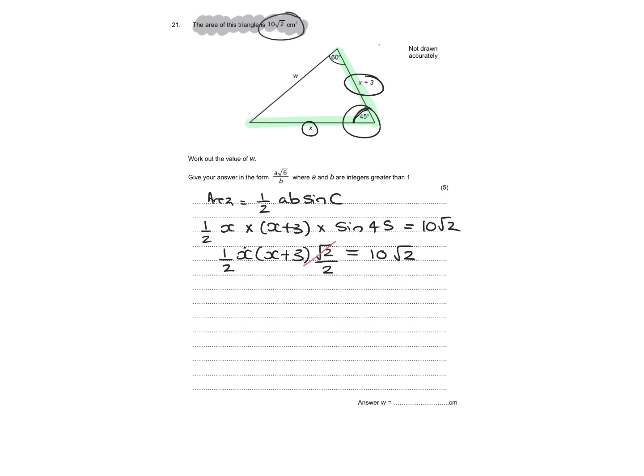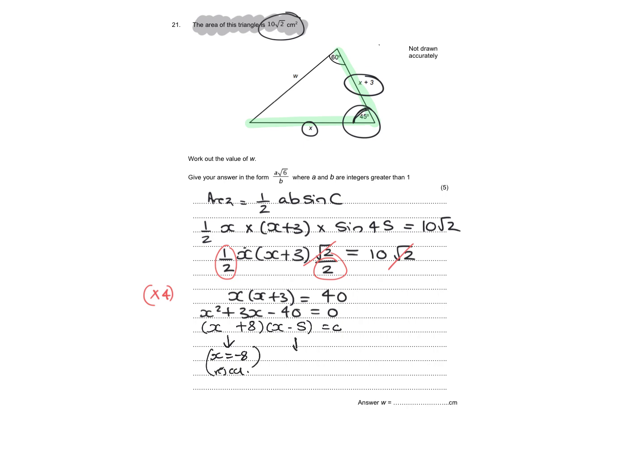I can divide both sides by root 2, which simplifies immediately, and I'm going to multiply both sides by 4 so that I can deal with this factor of a half and this factor of a half in the same moment. So that gives me x bracket x plus 3 equals 40, or x squared plus 3x minus 40 equals 0. Now this is a quadratic which factorises as x plus 8, x minus 5 equals 0. Now the two roots, x equals negative 8, we reject that because x is a length, cannot be negative. The other root, however, x equals 5, is the one that we're going to use.